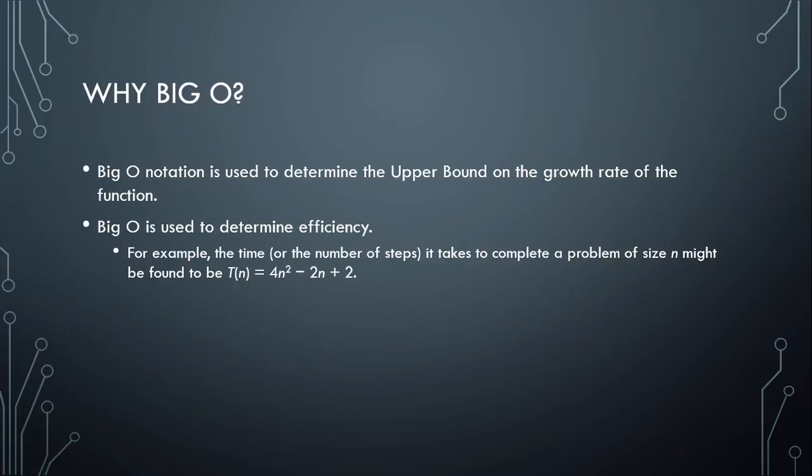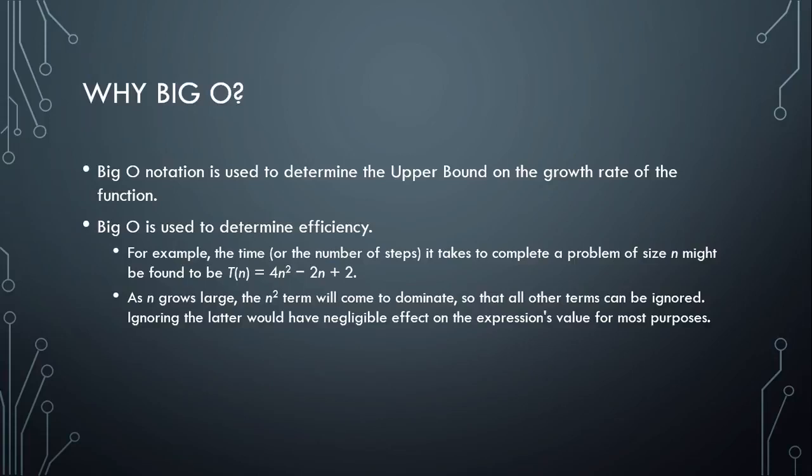For example, the time or the number of steps it takes to complete a problem of size n might be found with the function rule T of n equals 4n squared minus 2n plus 2. So that's a polynomial function. As n grows large, the n squared term will come to dominate so that all the other terms can be ignored. Pretty much what this is saying is that as you start plugging in larger and larger numbers, the n squared really takes more prominence than the 2n or the 2, because it's the most powerful piece of that growth factor.